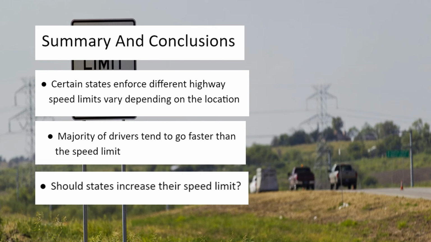So overall, I believe that certain states enforce different highway speed limits, varying depending on their locations. Where I live in New Jersey, the speed limit is 65 miles per hour. I've seen a lot of people, like I said, they drive a lot faster than what the actual speed limit is. And the majority of drivers tend to go a lot faster than the speed limits. That's because drivers are pressured. They want to get to their place faster, and they want to keep up with the traffic flow.